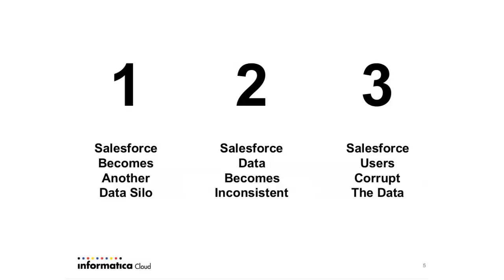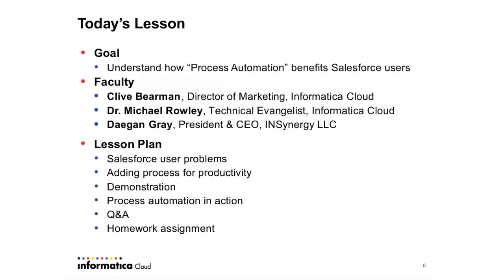And then the last one, which is what we're going to look at today, and I'm really excited about, is how do we stop those users not only corrupting the data, but actually how do we help them become more productive, and more productive not only in the Salesforce UI itself, but also more productive with Salesforce on the go. So that's the goal today: understand how we can use process automation to make all our Salesforce users more productive.